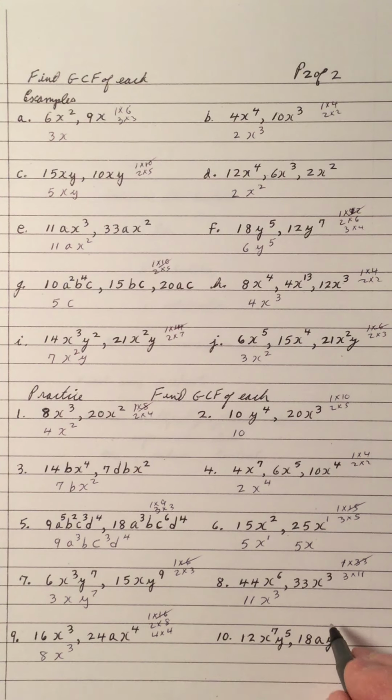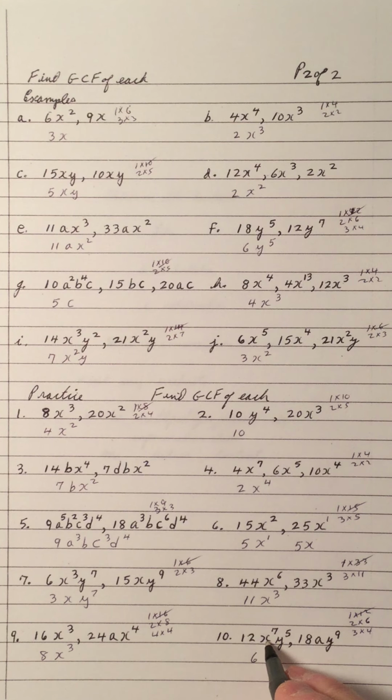And number 10, we have a 12 and an 18. So 1 times 12 is even, so it's 2 times 6. A 6 has a 3, so 3 into 12 goes 4, so there are the factor pairs. So is 12 a factor of 18? No. 6 is the next largest? Yes. So 6 is the GCF.